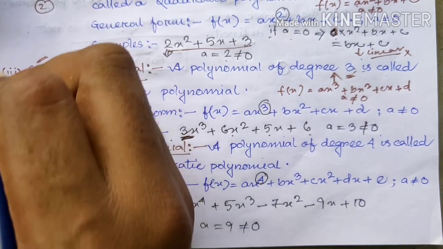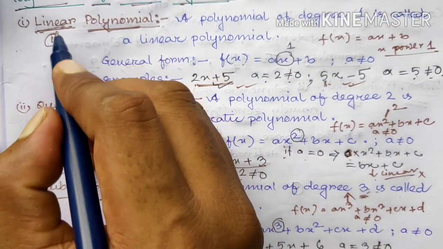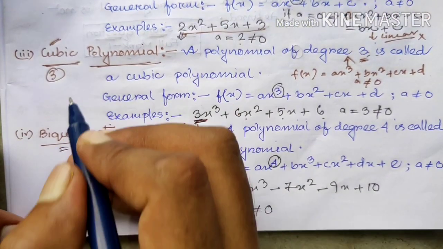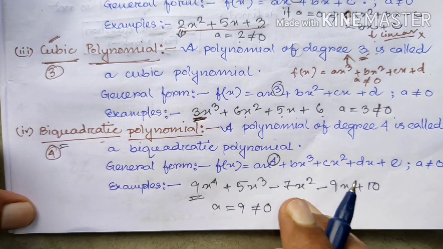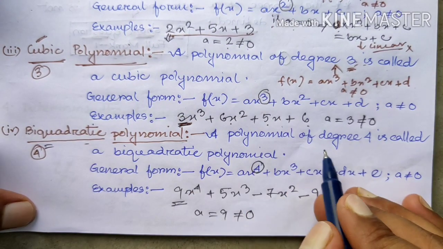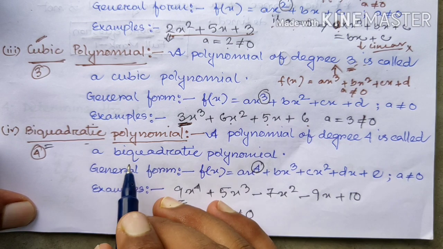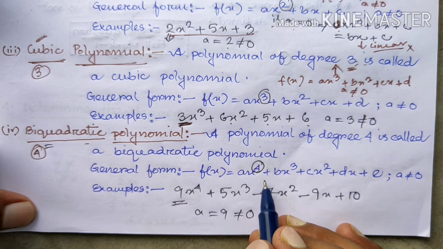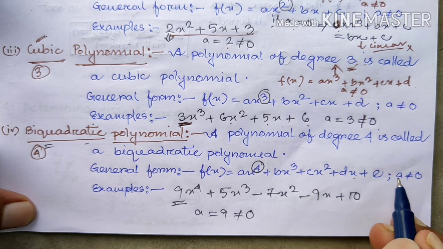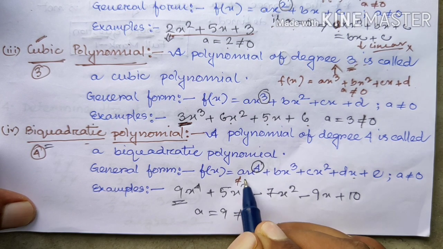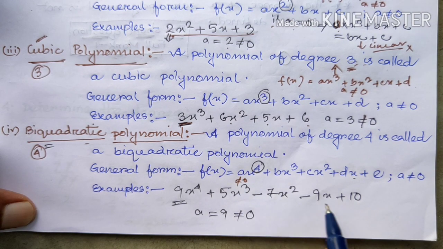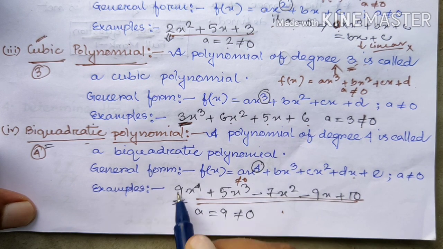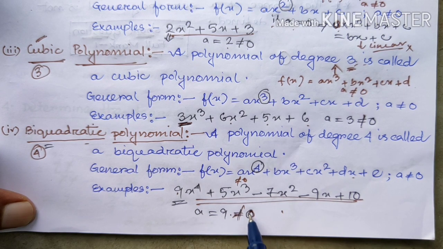You may remember easily that the linear polynomial has degree 1, quadratic 2, cubic 3 and biquadratic 4. A polynomial of degree 4 is called a biquadratic polynomial. General form: f(x) = ax to the power 4 + bx cube + cx square + dx + e. You may see here the highest power of variable x equals 4 and a not equal to 0.